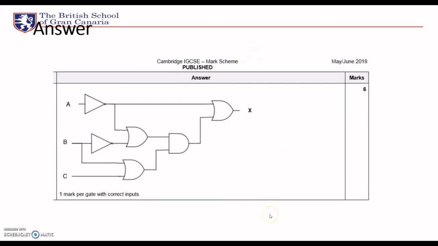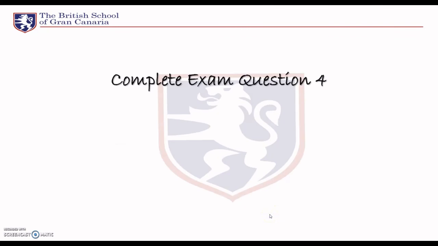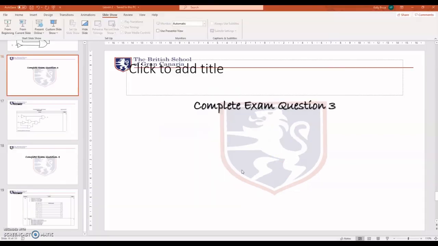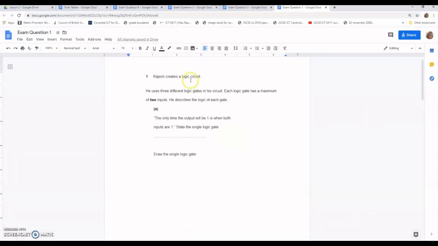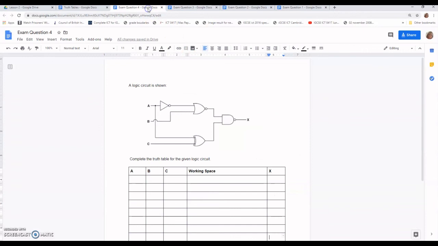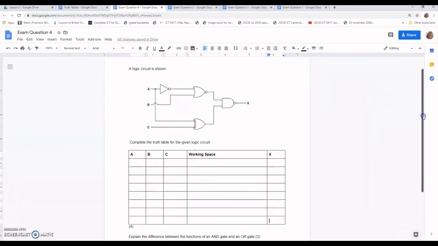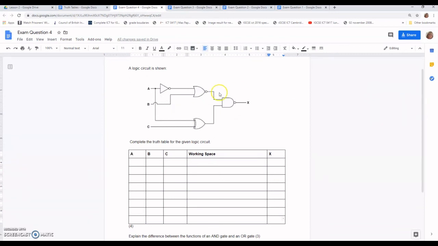Now moving on, this is the last exam question I'm going to get you to do, and it is an easy one. I think most of you would have mastered the truth tables by now. So we're going to complete that one. This is exam question 4. Here's the logic circuit as shown. And remember what I said: do it logically first, so you put your zeros in first and so on.